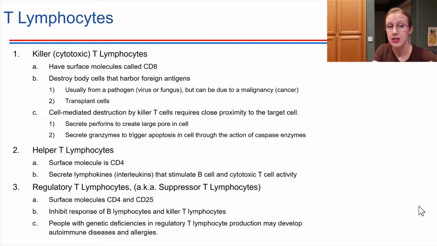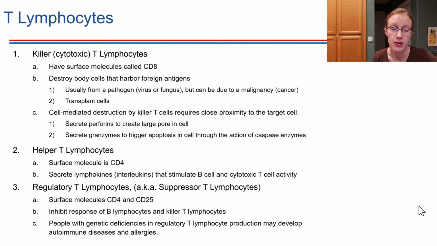Okay, so these are all T cells. All three of these categories are T cells, but their surfaces are different, and that allows them to do different jobs. Regulatory T lymphocytes have an important job in inhibiting immune responses. So they inhibit B lymphocytes and killer Ts. That helps them to not overreact. We don't want these cells to be overreactive and, for example, targeting our own cells. That would be very bad. So regulatory T lymphocytes help to calm things down.